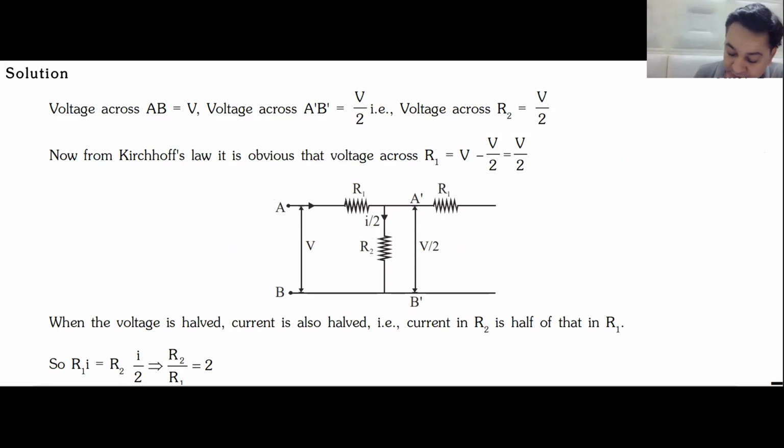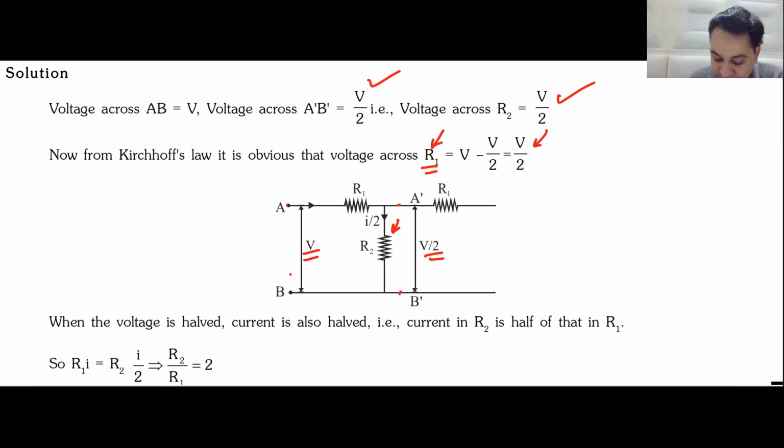As you can see, the voltage across this is V, and the voltage between these 2 points is V by 2. Yes or no? Yes, sir. Voltage across R2, this resistor, will be V by 2. Then the voltage across R1, between these 2 points, is V. If I apply Kirchhoff's loop law, I will get the voltage across R1 as V by 2. Yes or no? Yes, sir.